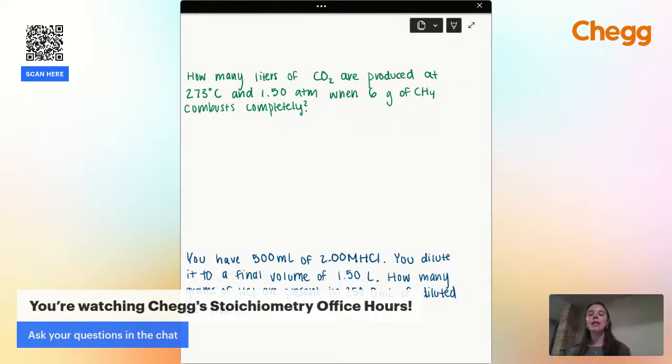So our next question is, how many liters of carbon dioxide are produced at 273 degrees Celsius and 1.50 atm, where 6 grams of CH4 combust completely? This one's a little bit funky, but I think we can do it. I'm going to give y'all 45 seconds to figure out how you would solve this problem. Give me what numbers you would use, what equations you would use. You have 45 seconds starting now.